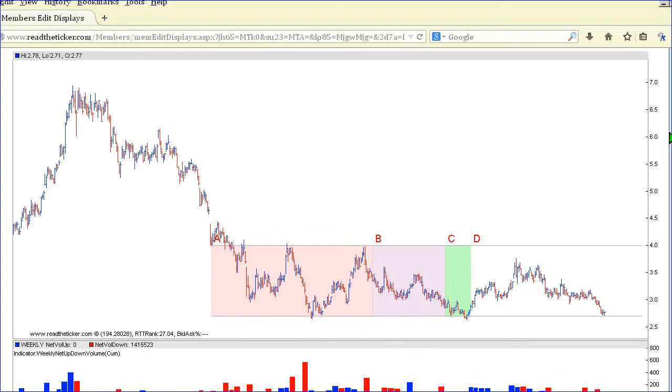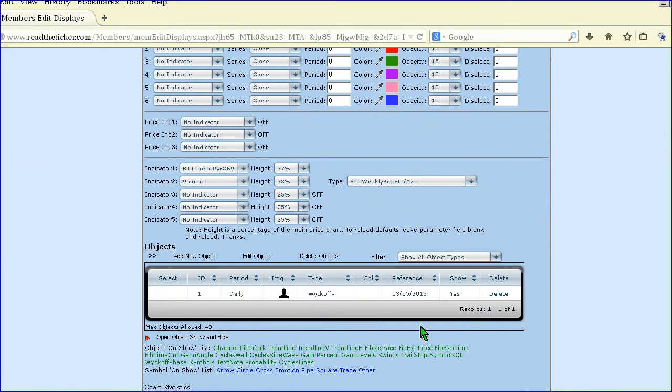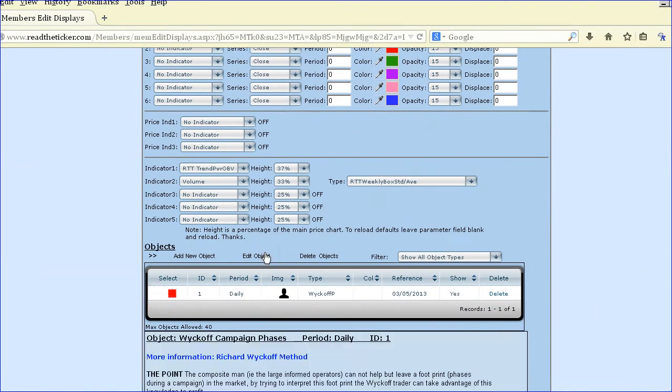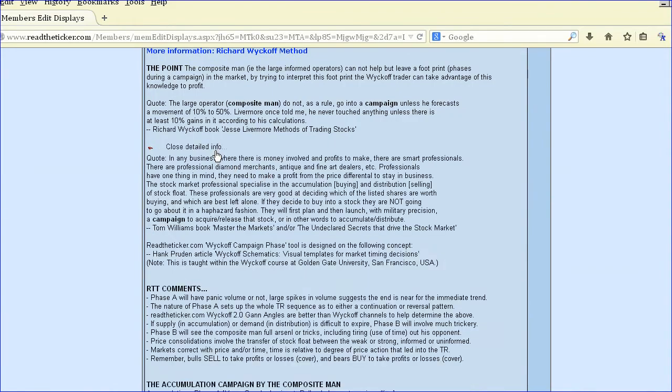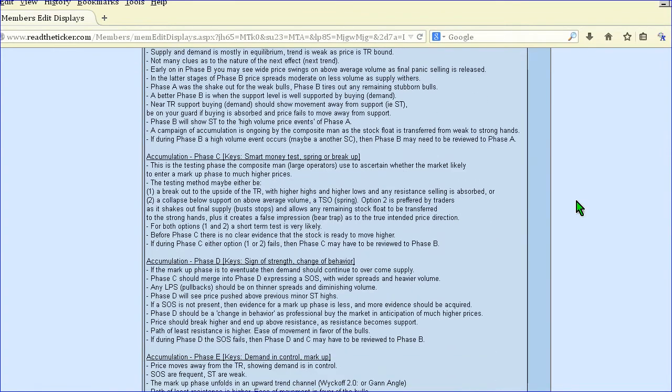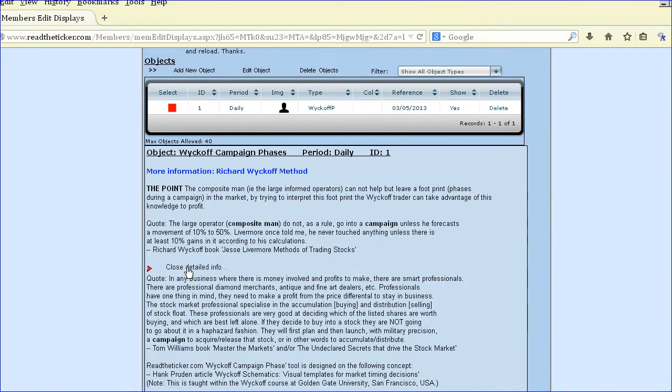We're going to be using our Wyckoff campaign phase tool, part of the readtheticker.com objects toolbox, and you can learn all about the detail and tricks and traps of using this tool by studying the detail within the settings. Plenty there to read and help you through the minefield.